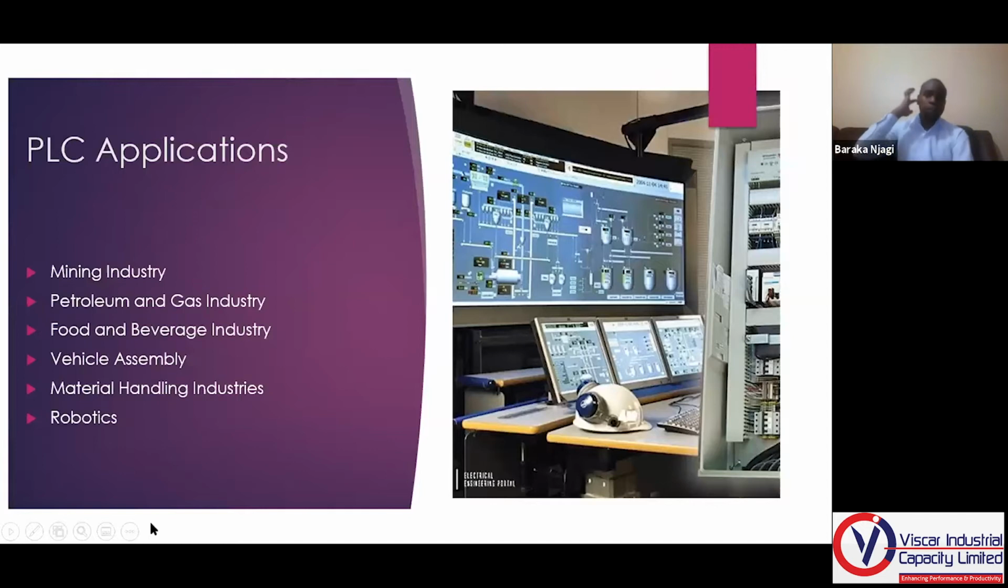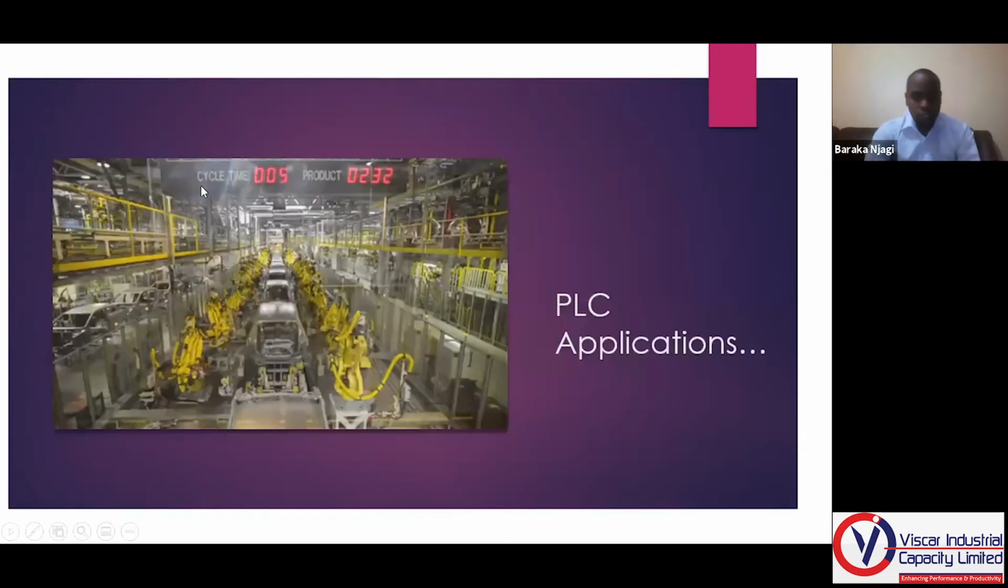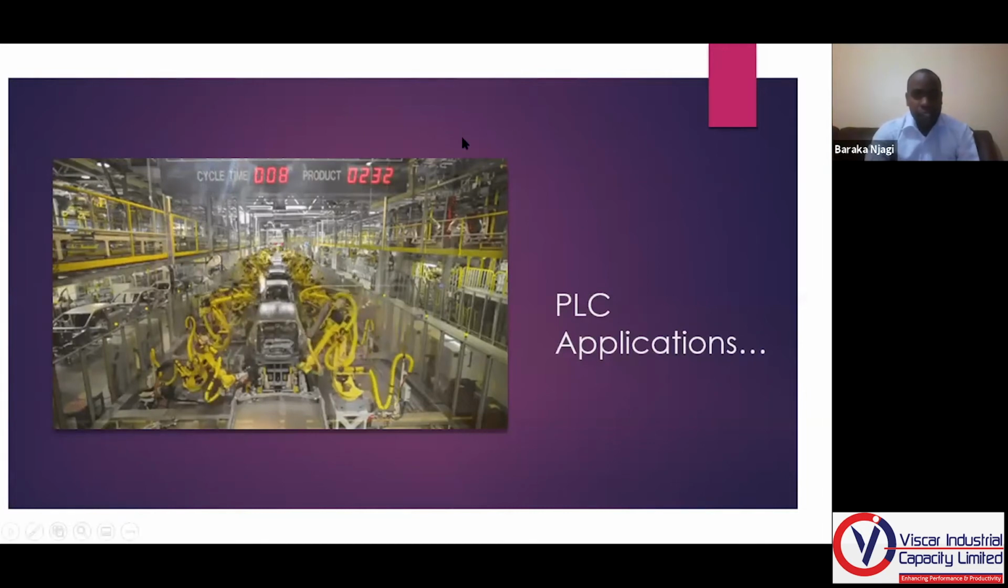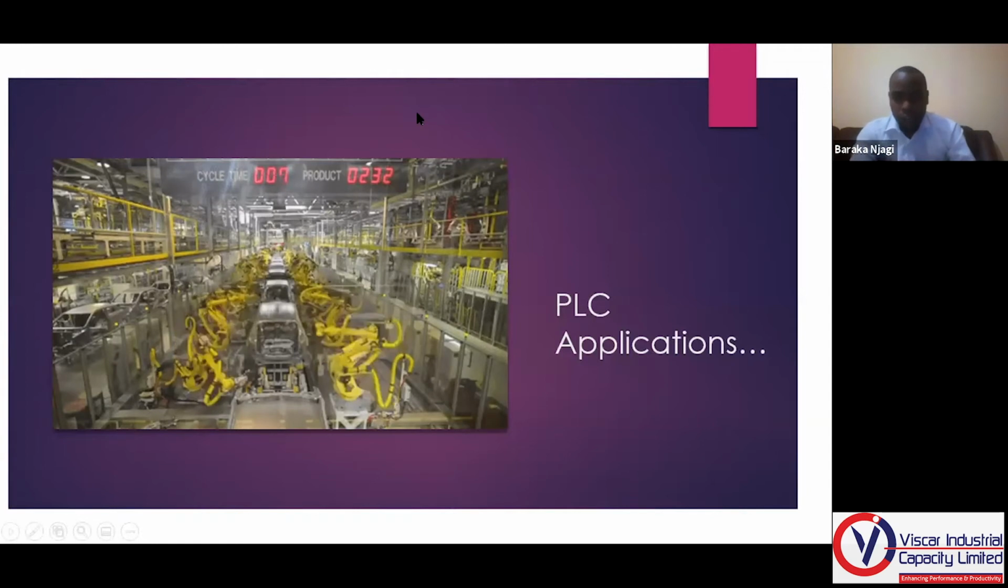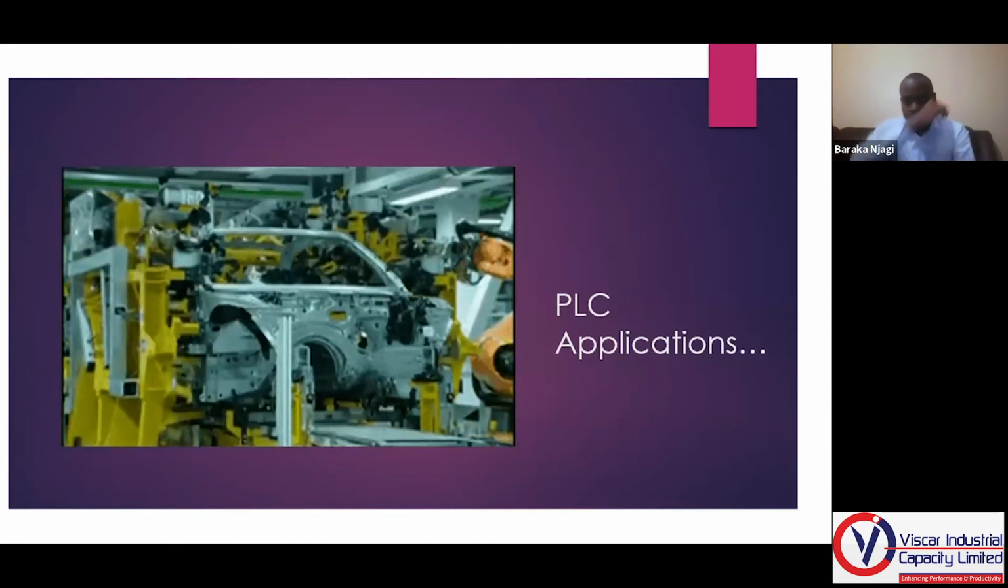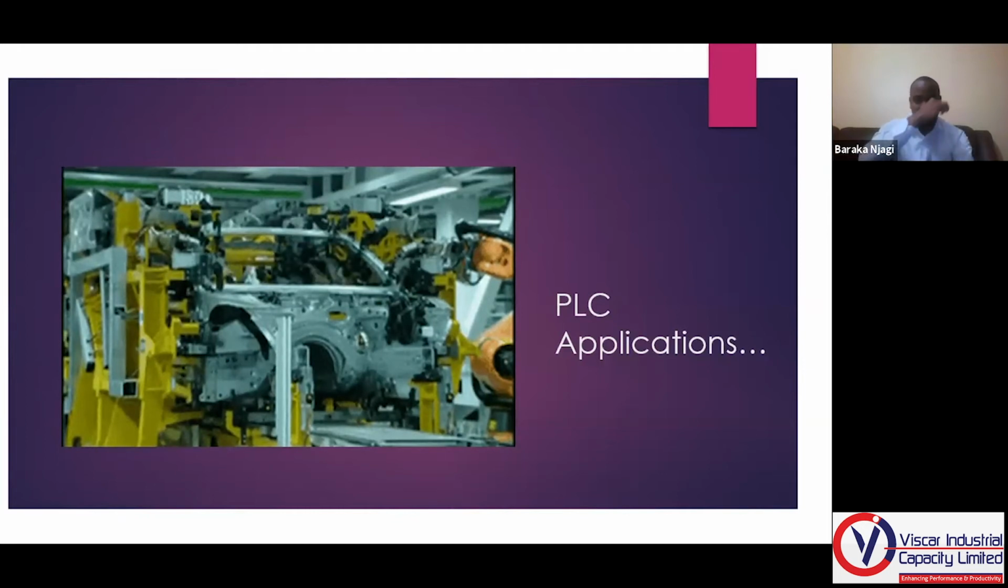As we go on, I'm sure most of you know that there are various applications of PLCs. These are not the only ones. These are just a few. I'll give you an assignment to go and research more on where PLCs can be applied. But to list a few, there is the mining industry, the petroleum and gas industry, the food and beverage industry, vehicle assembly, and material handling industries. There is also robotics, as you can see. All these are different kinds of application areas for our PLCs. This is the vehicle industry, as you can see, being assembled.